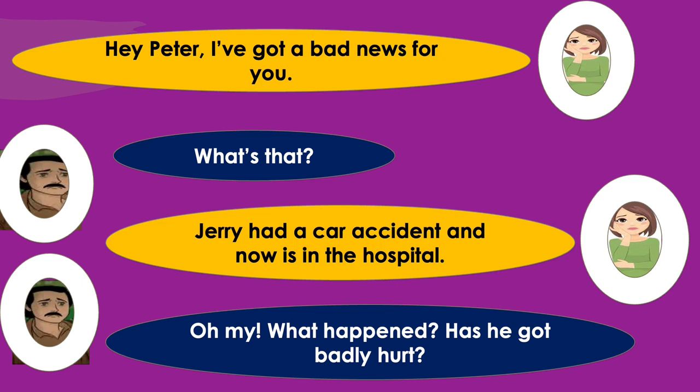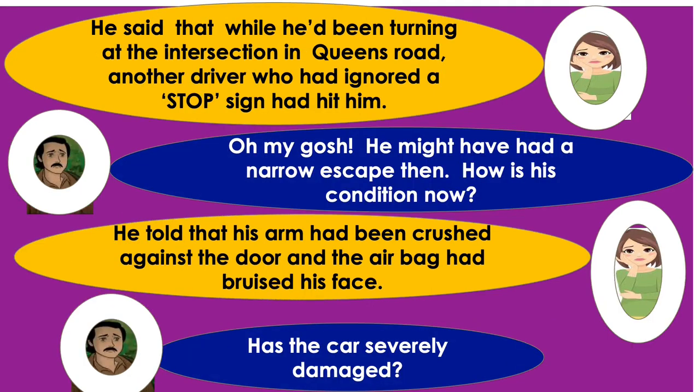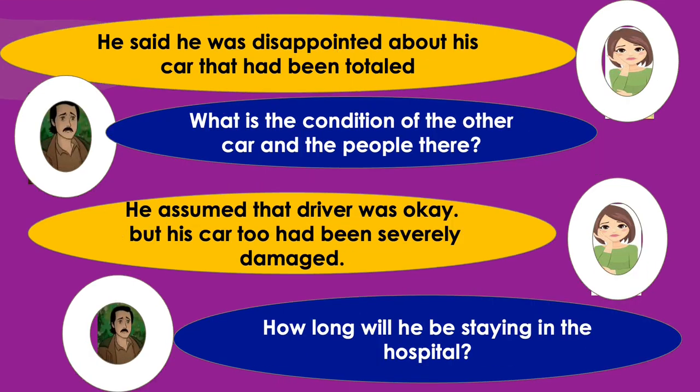Hey, Peter, I've got bad news for you. What's that? Jerry had a car accident and now he's in the hospital. Oh my, what happened? Has he got badly hurt? He said that while he'd been turning at the intersection in Queens Road, another driver who had ignored a stop sign had hit him. Oh my gosh, he might have had a narrow escape then. How is his condition now? He told me that his arm had been crushed against the door and the airbag had bruised his face. Was the car severely damaged? He said he was disappointed about his car that had been totaled.